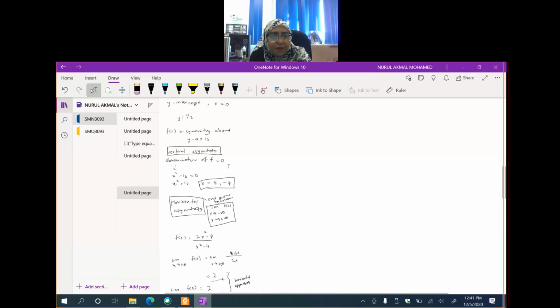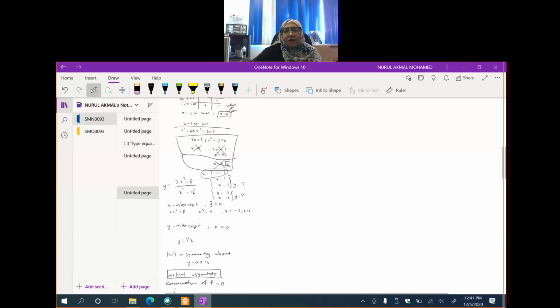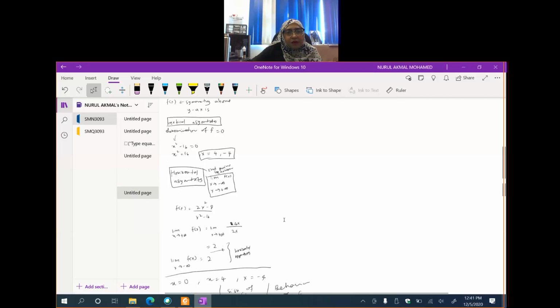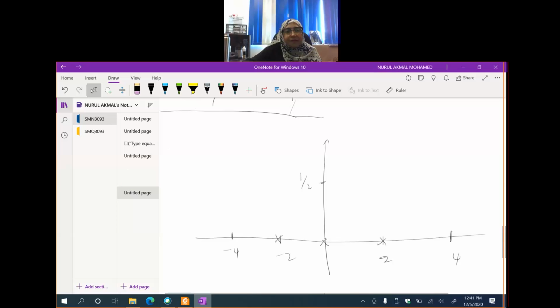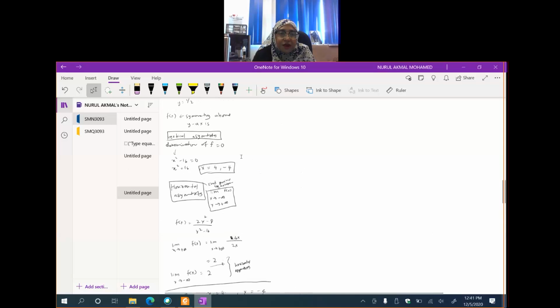So what about this point here, x equal to 0? Sorry, can we check again? The x-intercepts are only -2 and 2, not x equal to 0. So this is wrong. This point is correct, but this is wrong. Let's erase this point. So we plot the points that we know.